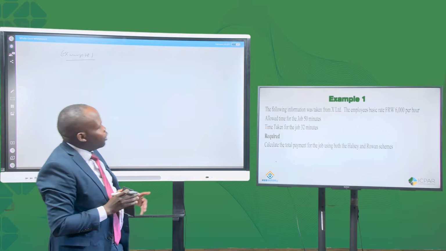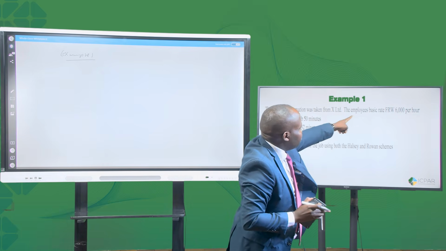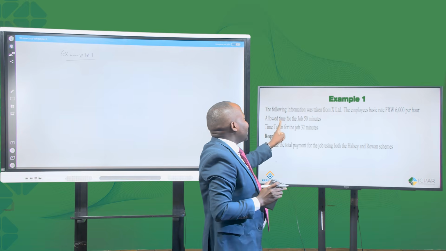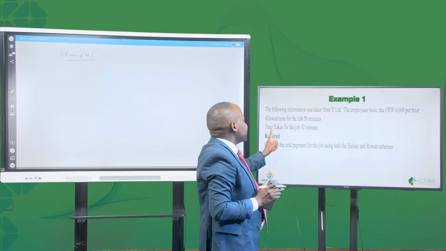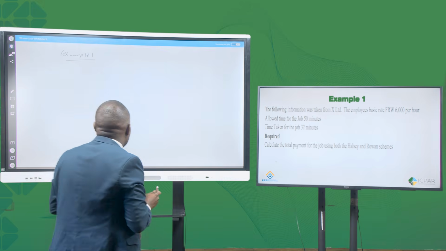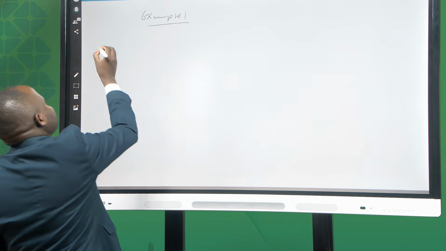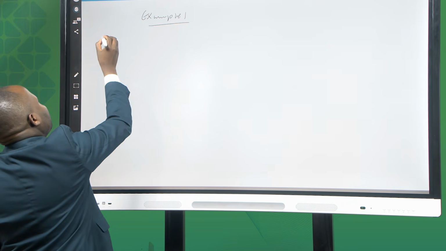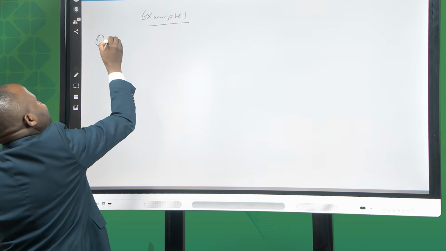Number 1, the following information was taken from X Limited. The employee's basic rate is 6,000 per hour. Allowed time is 50 minutes. Time taken is 32 minutes. Calculate the total payment for the employee. So in this case, number 1, we need to calculate using which one? Using Halsey. So I'll use number 1, Halsey scheme.